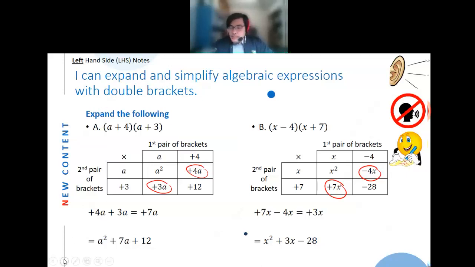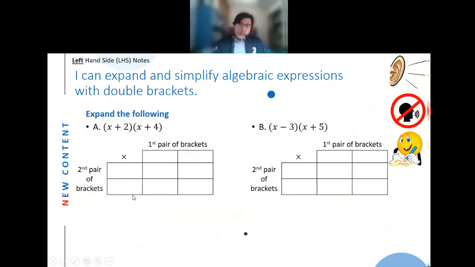So you can see that it's very similar to what we have been doing. Now let's try a few of these ourselves. Okay, so first we got x plus 2 times x plus 4. So first pair of brackets, we got x plus 2. The second pair, we've got x plus 4.